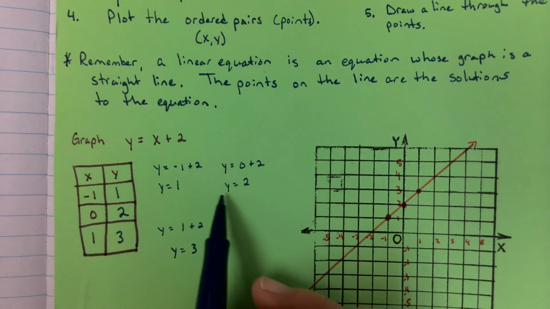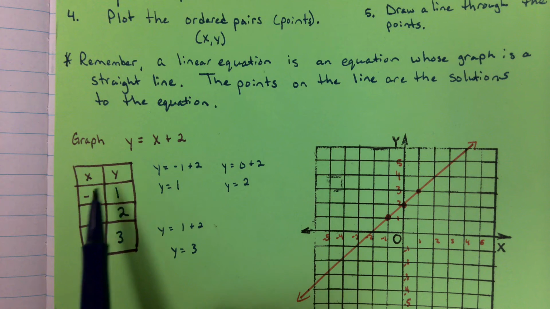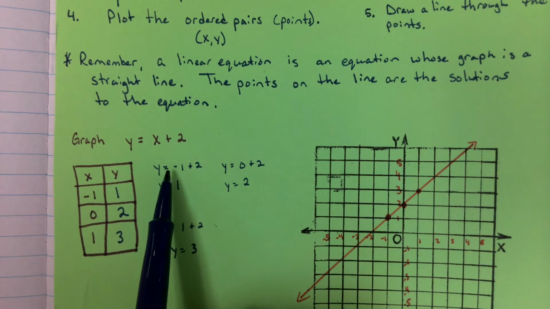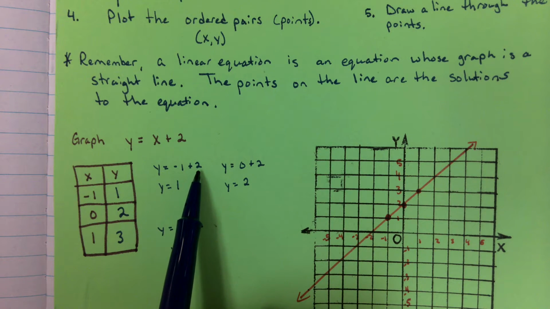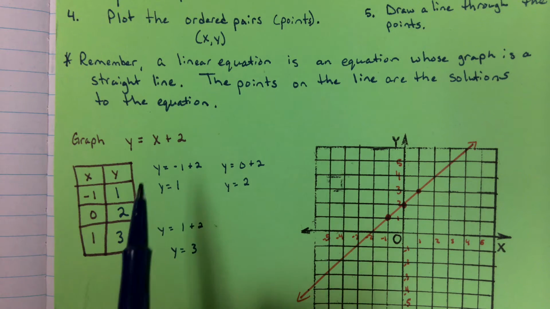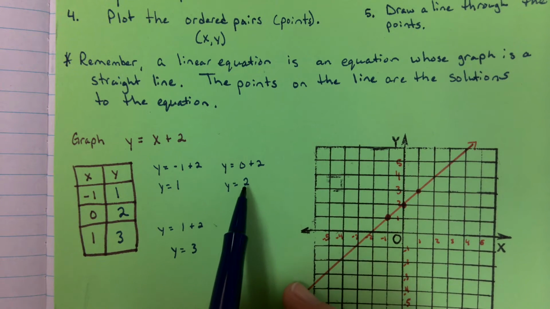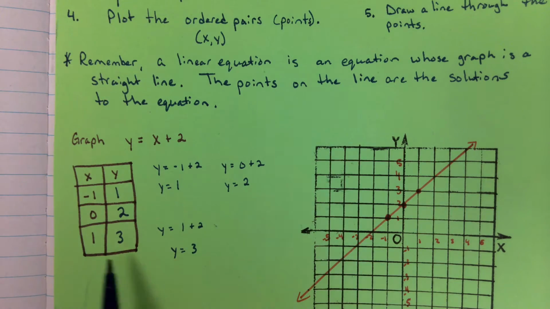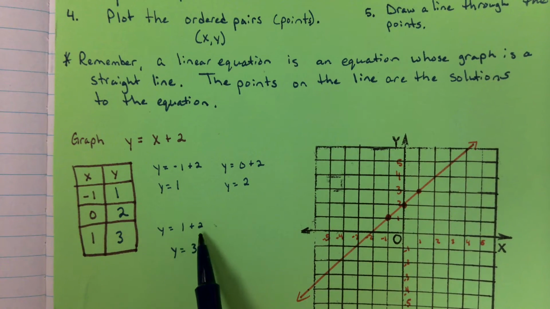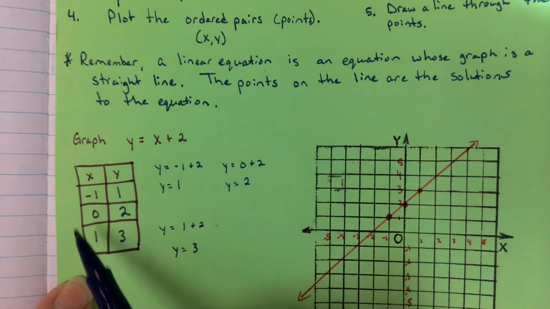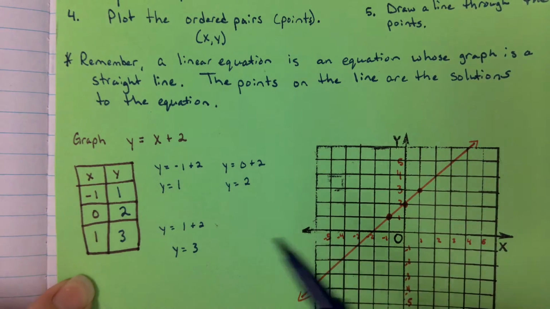And then I just substituted my x values. So -1 for x, so y equals -1 plus 2, which is 1. Then I did 0, y equals 0 plus 2, well 0 plus 2 is 2. And then I did 1, y equals 1 plus 2, which is 3. So I've completed my table, and then I plotted my points.